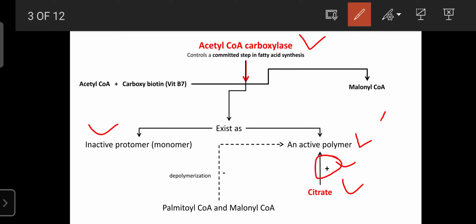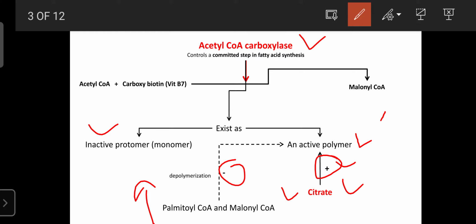On the other side, there are palmitoyl CoA as well as malonyl CoA itself. Palmitoyl CoA and malonyl CoA can cause depolymerization of acetyl CoA carboxylase. They can convert the active polymer enzyme into the inactive form by causing depolymerization, not depolarization, depolymerization. So due to inactivity of this enzyme, as the concentration of palmitoyl CoA and malonyl CoA increases, fatty acid synthesis is decreased.